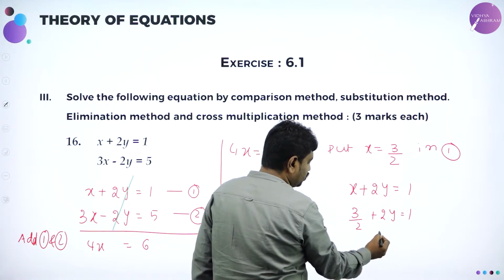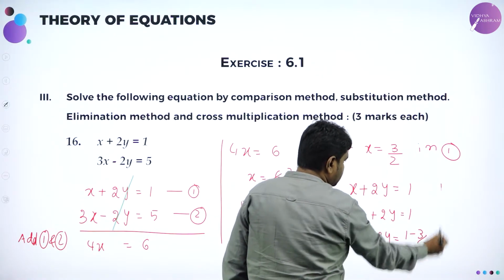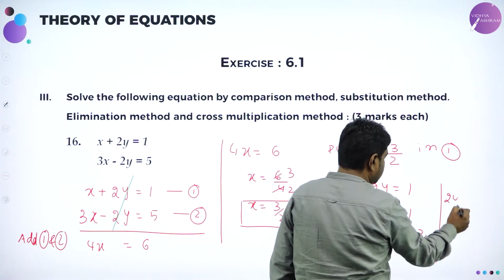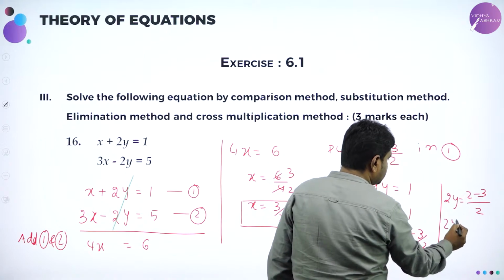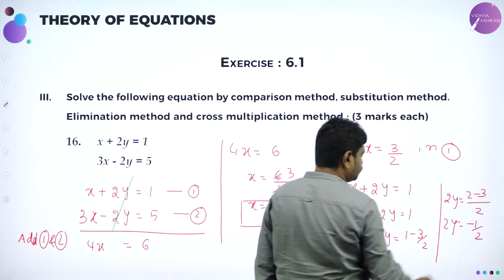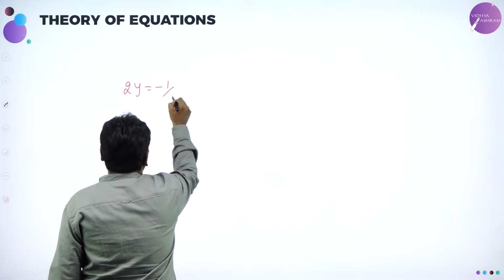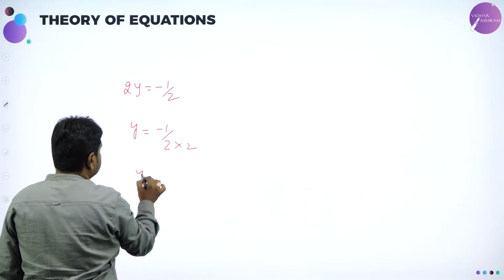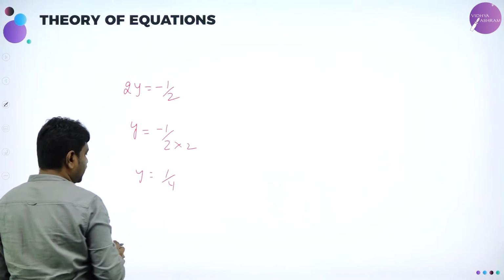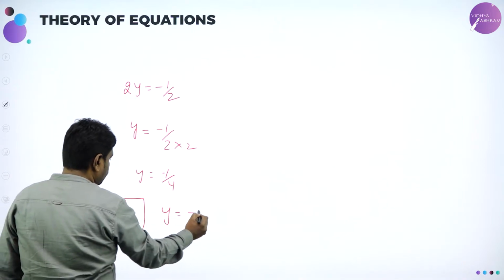Rearrange, transfer 3 by 2 to that side. So 2y is equal to 1 minus 3 by 2. Further simplify. So 2y is equal to, if you take LCM, 2 is the LCM, 2 minus 3. So 2y is equal to minus 1 by 2. 2y is equals to minus 1 by 2. And y is minus 1 by 2 into 2. So y is 1 by 4. So now you got x and y values. x is 3 by 2, y is y value we got minus 1 by 4.